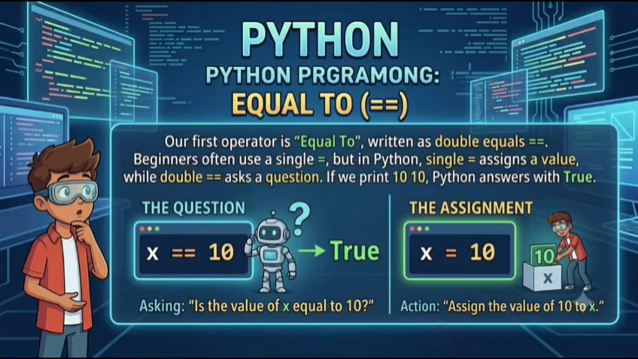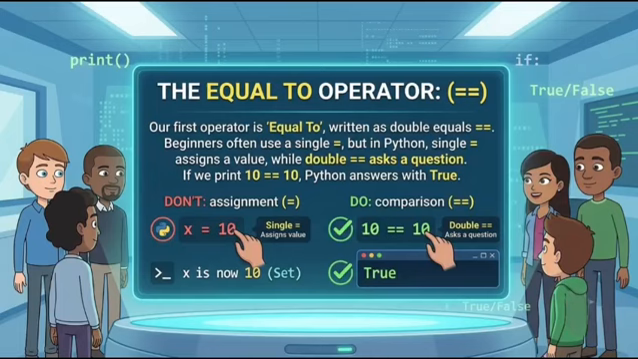Our first operator is equal to, written as double equals (==). Beginners often use a single equals, but in Python, single equals assigns a value, while double equals asks a question. If we print 10 == 10, Python answers with True.